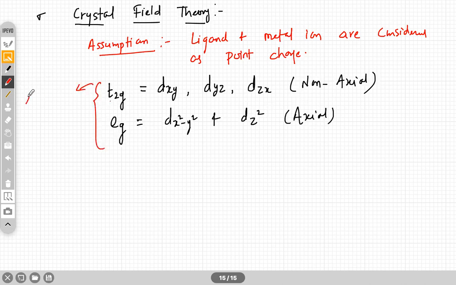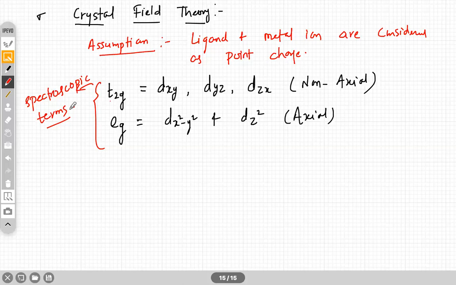This T2g and Eg, you don't have to think about it. These are spectroscopic terms. It's just a group of orbitals, said to be this and this. It is not required, but when we distribute electrons in orbitals, this grouping and these terms help us to understand the distribution of electrons. That's why we have given these terms. Not much important. Fine. So this is splitting of orbitals.